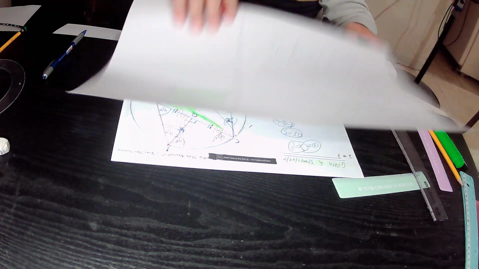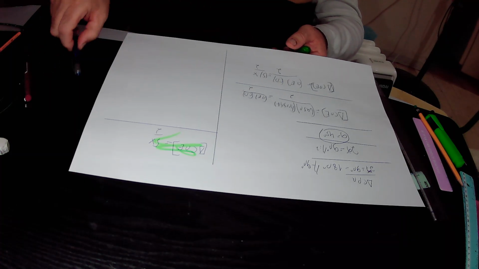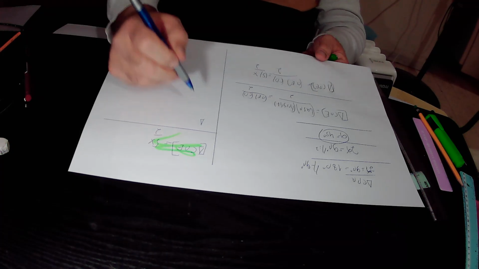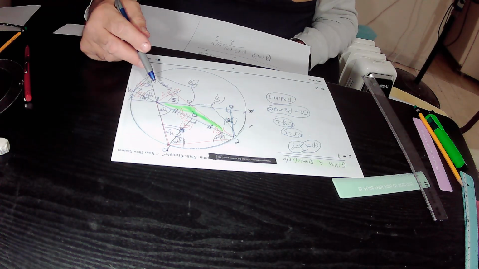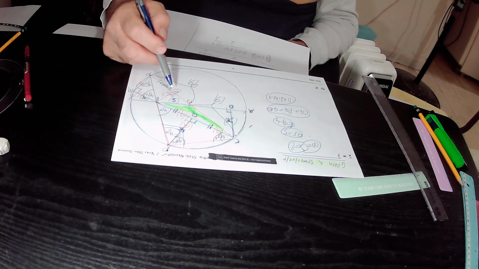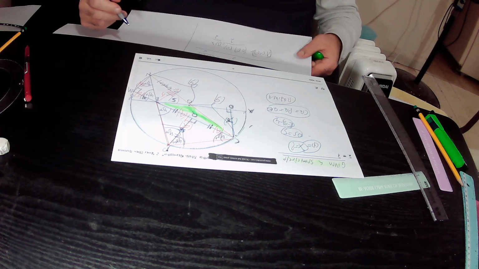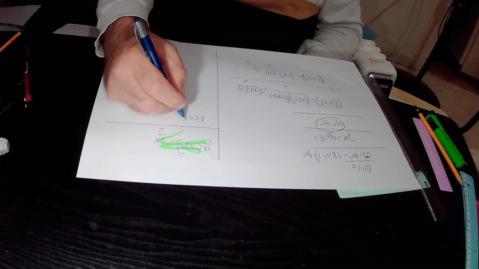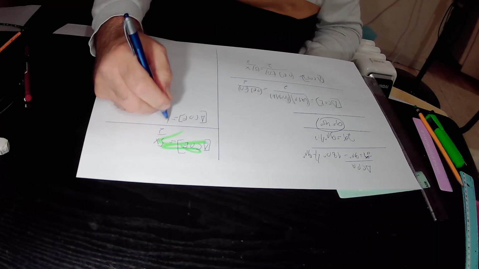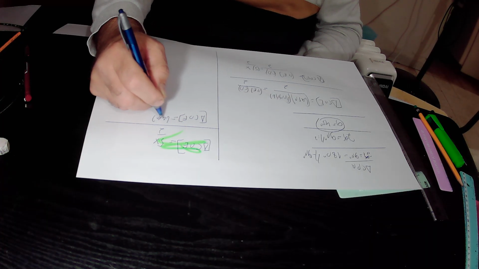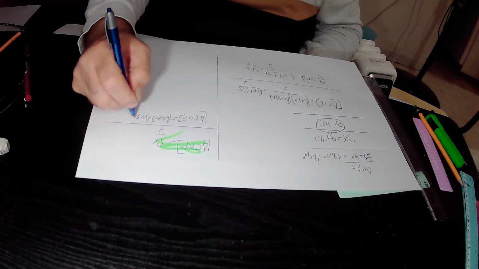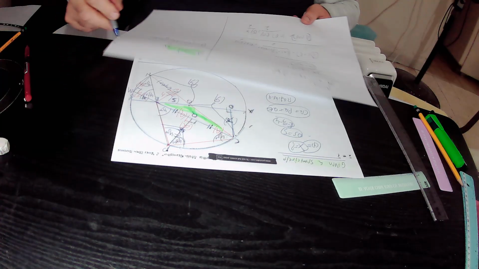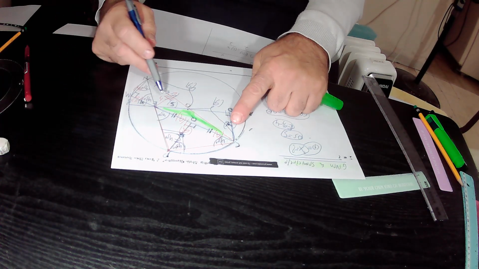So the area of the green triangle COE, we calculate in a different way. Instead of choosing the base as OE, we choose the base as CO. So the area of triangle COE equals the base times the height over 2. Again, we choose the base of this green triangle COE as CO.